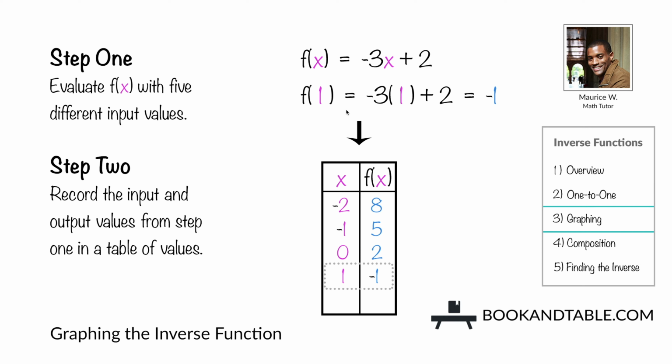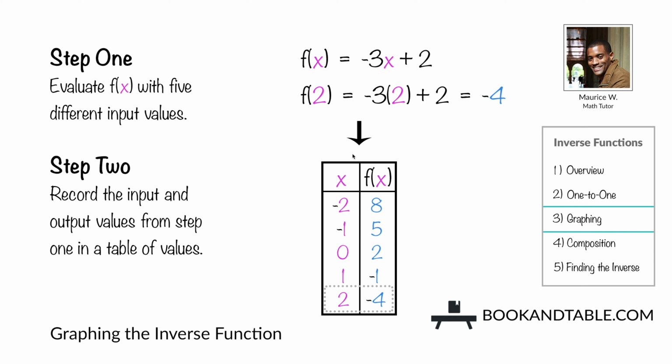f of 1 is equal to -3 times 1, which is -3, plus 2 is -1. So the x coordinate is 1 and the y coordinate is -1. And f of 2 is equal to -3 times 2, which is -6, plus 2 is -4. So the x coordinate is 2 and the y coordinate is -4.